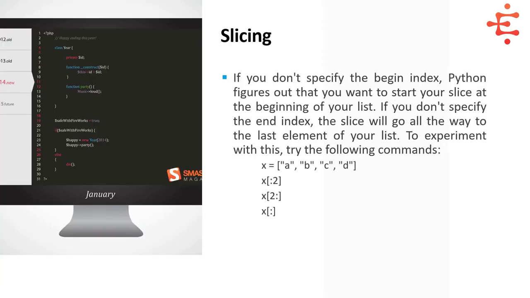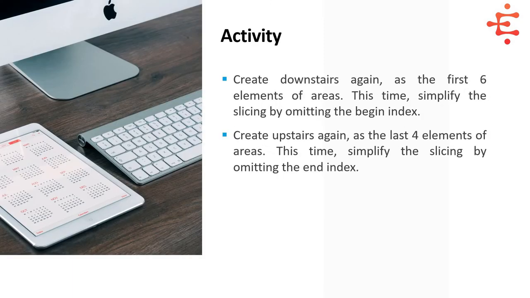Okay, now this thing we have done already. This slide contains another activity. Create downstairs again as the first 6 elements of areas. This time simplify the slicing by omitting the begin index. Create upstairs again as the last 4 elements of areas. This time simplify the slicing by omitting the end index.